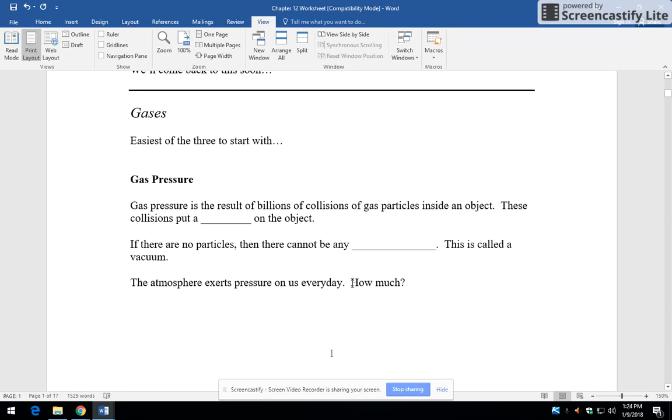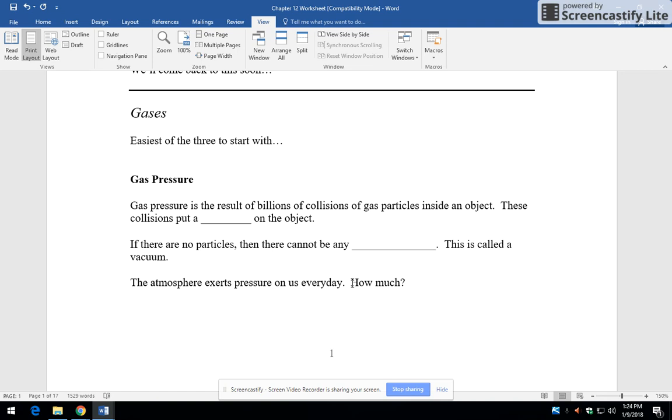Now, we're going to talk about gases to start, because those are probably the easiest to start with, but we need to talk about the different properties of gases, and specifically we're going to talk about pressure, temperature, and volume, and that's what this lesson is going to be about, and then you have a little video to watch at the end. So, gas pressure.